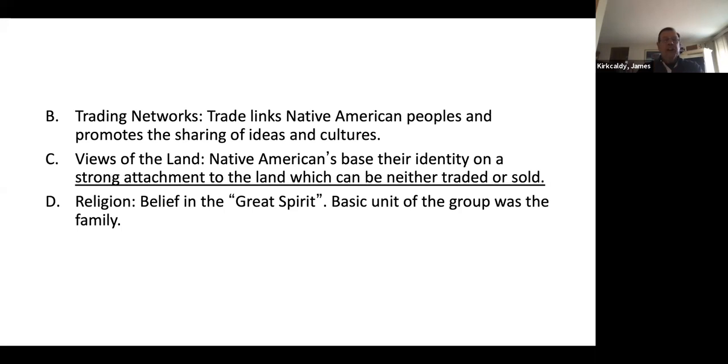But this idea for Europeans that they believed in Great Spirit, to them, that was like saying they believed in the devil, because to them, only Christians could go to heaven. Only Christians had the right concept of what God was.